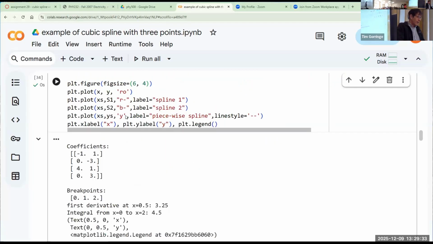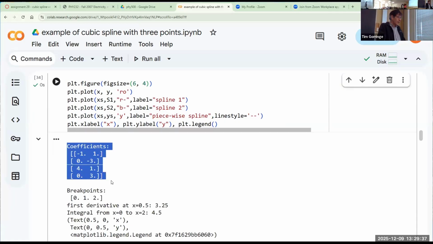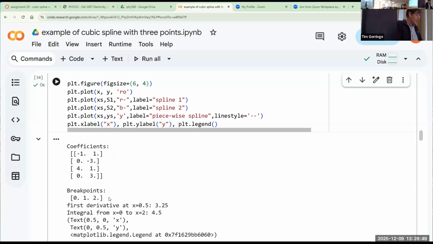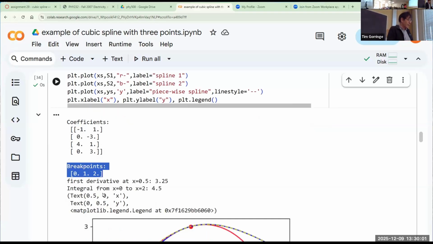Yeah, so I ran that. These are the coefficients of the two splines. We asked it to print out the coefficients. So the left-hand side is the left-hand spline, and the right-hand side is the other spline. The breakpoints are the center point, that's a knot, and then the bookends at the left and right. So we'll list all the breakpoints.